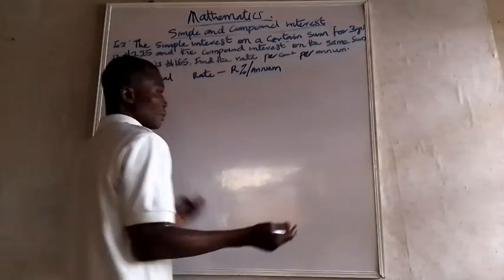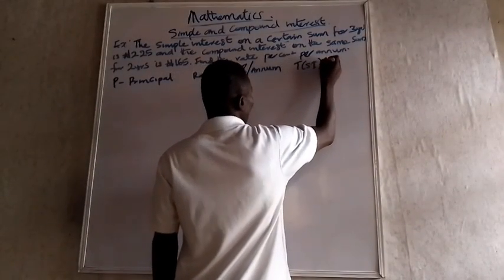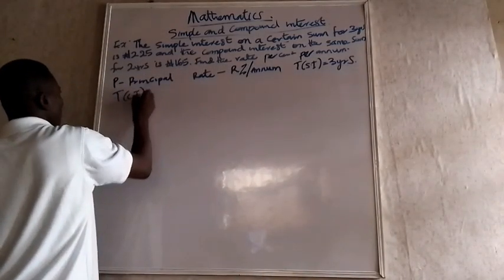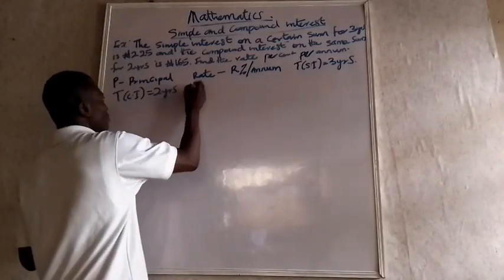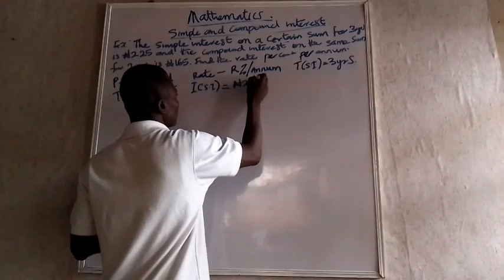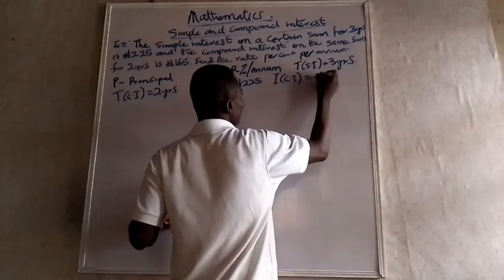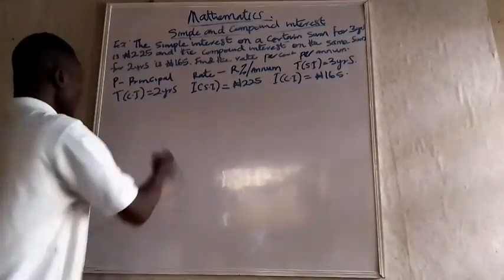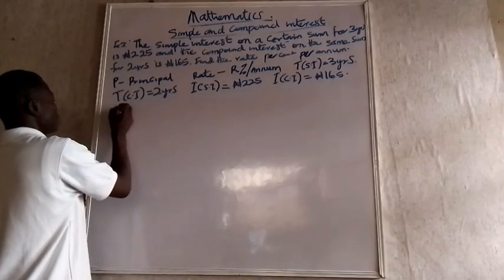And then we have different times for simple interest and compound interest. T for simple interest, we are told it's 3 years. T for compound interest, that was 2 years. And we are also told the interest, simple interest, is 225. For compound interest, we are told that is 165. Now let's find out what that will be.